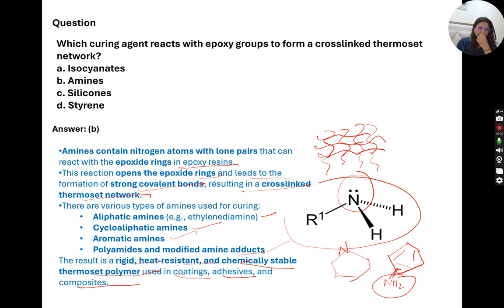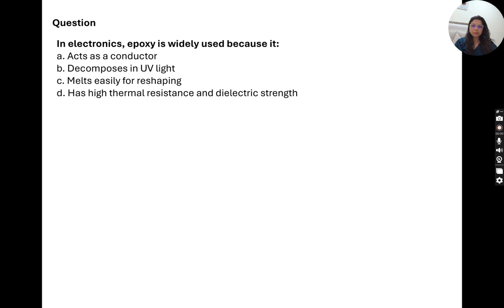Okay, then move forward to the next question. In electronics, epoxy is widely used because it acts as a conductor, decomposes in UV light, melts easily for reshaping, or has high thermal resistance and dielectric strength. So why can epoxy be used in electronics?